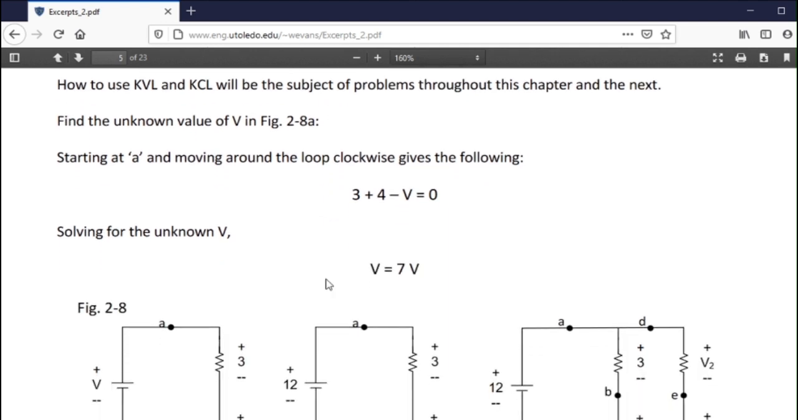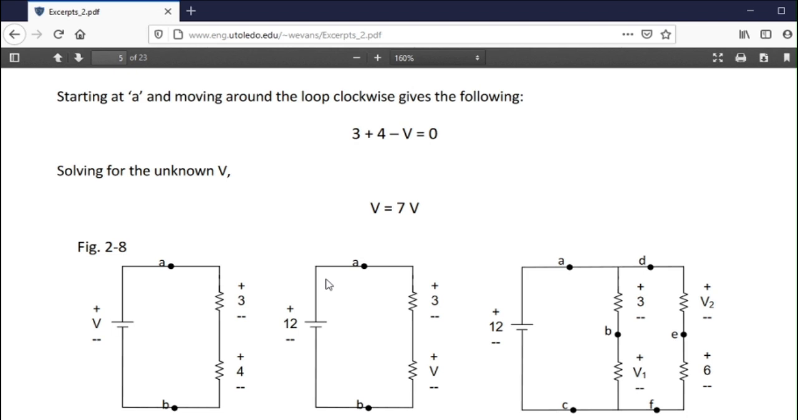Here's an example. We've got plenty of examples in this chapter and the next chapter. So here I have a voltage across this resistor and another voltage across this resistor, but I don't know what the voltage is across the battery. But I can find it by summing the voltages around a closed loop. This is a closed loop. What is it? Well, I can write 3 plus 4, because I'm coming around from the plus side, minus V, because I'm coming in from the minus side, equals 0. The voltage source across it is equal to 7 volts.